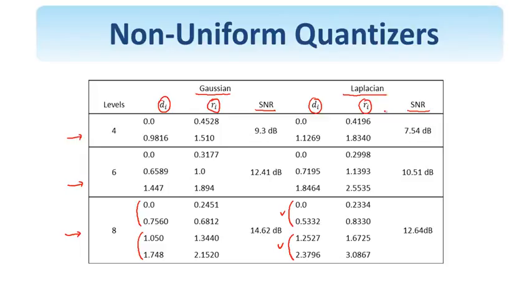Comparing these SNR values to the table in the previous slide where the PDF optimized uniform quantizers were shown, we see that these SNR values here are considerably improved. This is to be expected because these are the optimal quantizers for these two distributions, while the uniform quantizer was not optimal for the Gaussian and the Laplacian, while it was optimal for the uniform distribution.